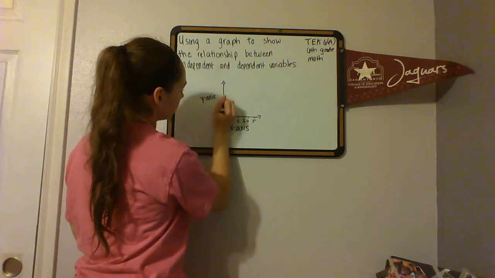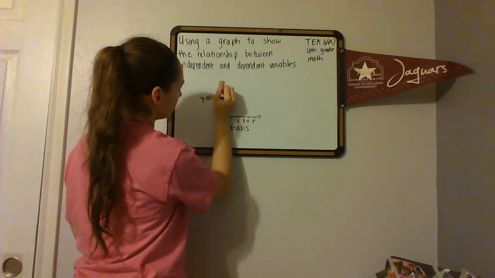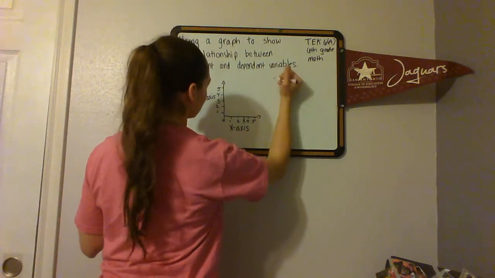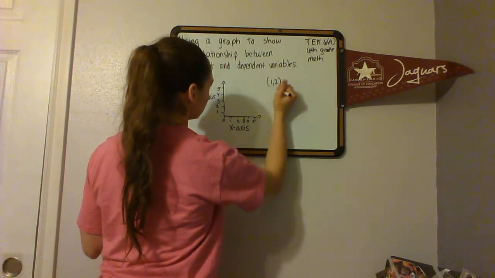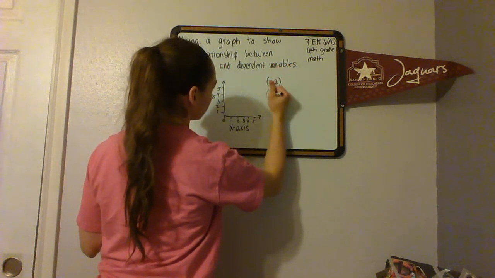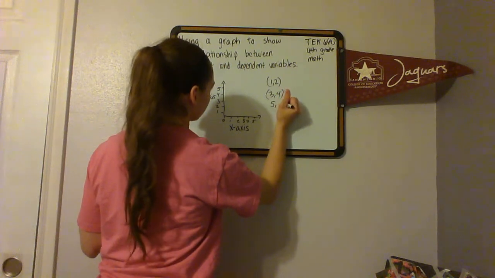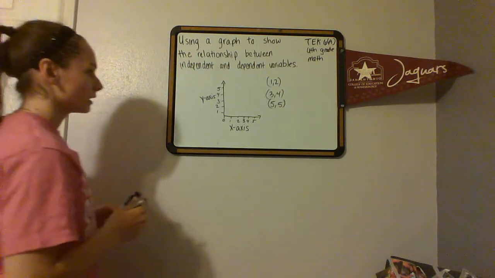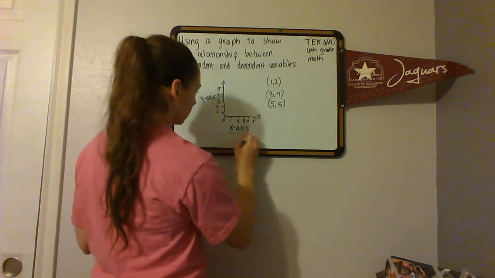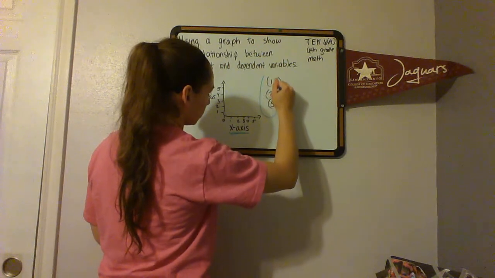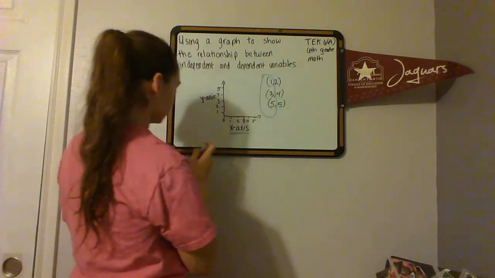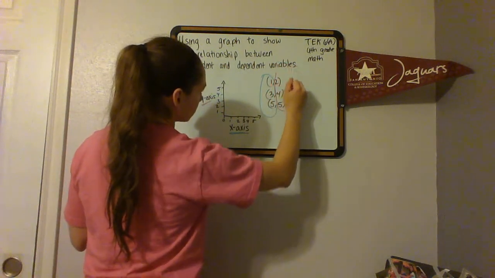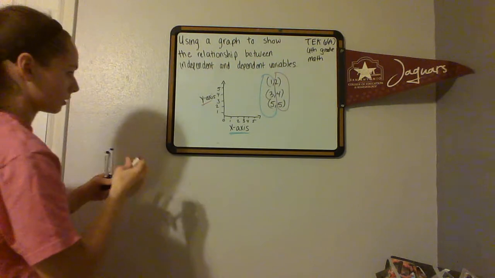Now I'm going to jot down a few plots so we can point and determine where they go on our graph. So if I have, for example, (1, 2), (3, 4), and let's do (5, 5). How can we plot these on our graph? Our x-axis is going to be the first ones. And our y-axis would be this side of the parentheses.